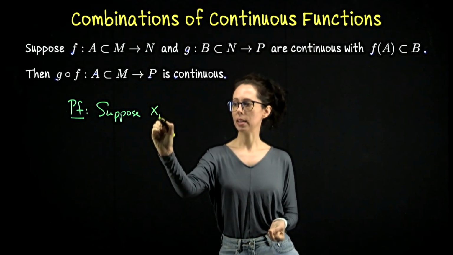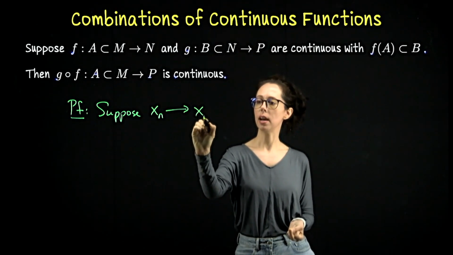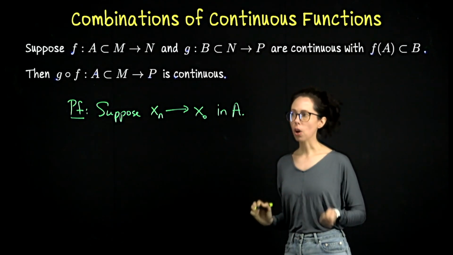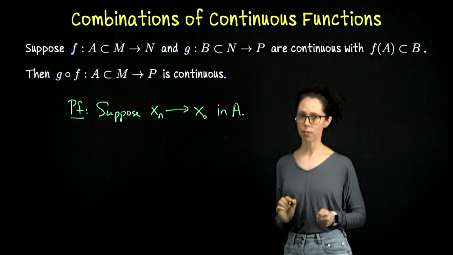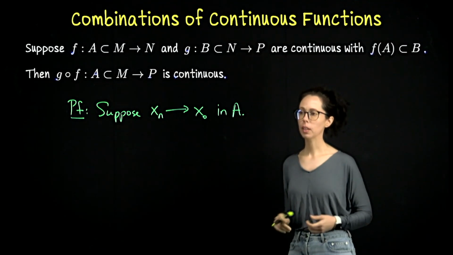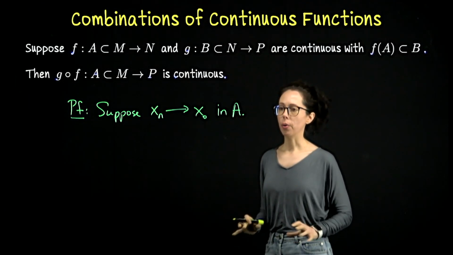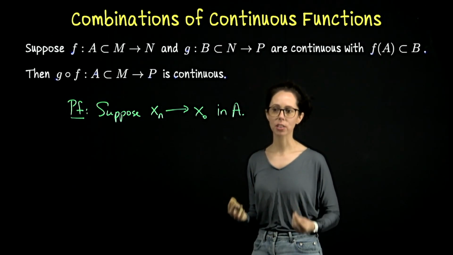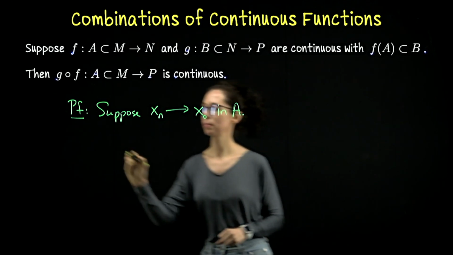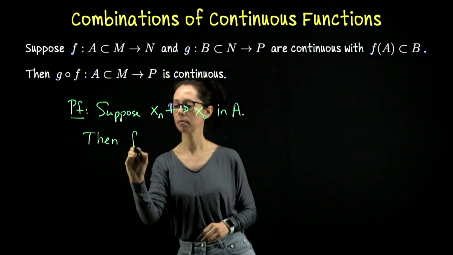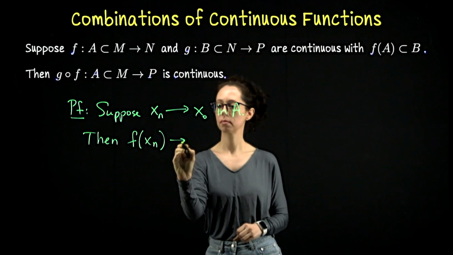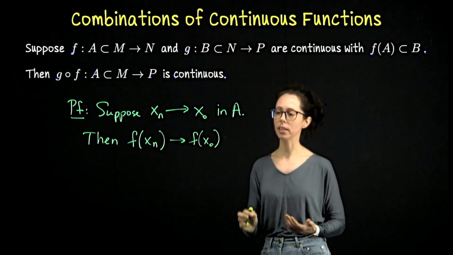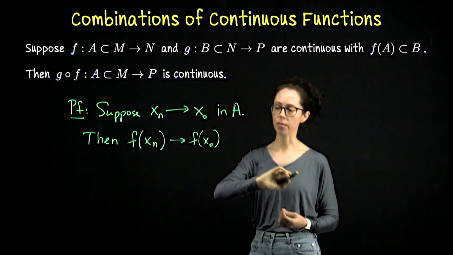So suppose that xn converges to x naught in A, which is the domain of f, but it's also the domain of the new function g of f that we'd like to evaluate. We automatically know that if this happens, then f of xn converges to f of x naught because f is continuous. I don't need to prove this convergence happens. We know it happens because f is continuous, and this is the sequential characterization of continuity.